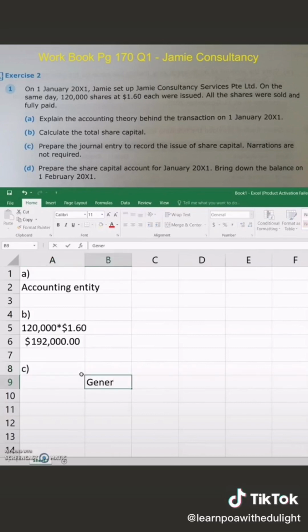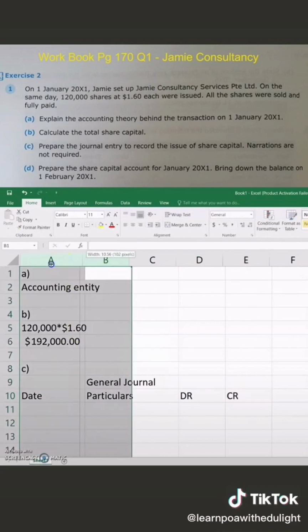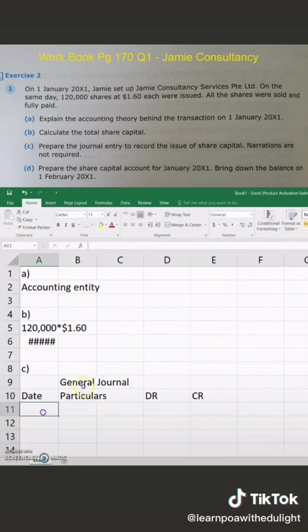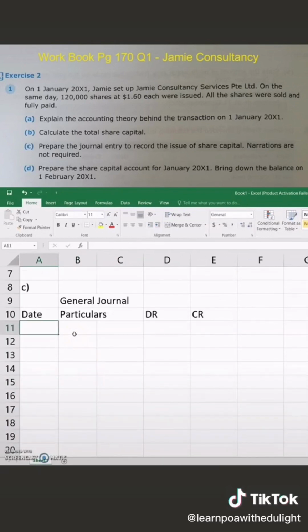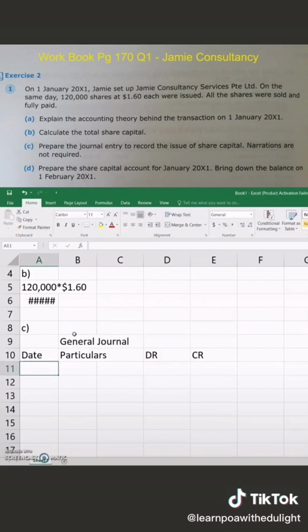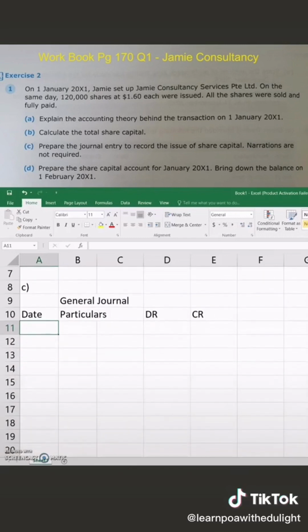Now, the general journal has to be prepared accordingly. Date, particulars, debit and credit. I will squeeze it in a little so that you guys can see clearer. Okay, so the date itself. Now remember, in part 1 of the video, if you have watched it, I mentioned that it has to be on the date itself when you're issuing it. So it is on 20x1, 1st January, that you have issued shares for it. So I will record it on that date.